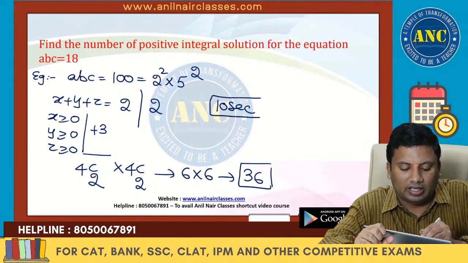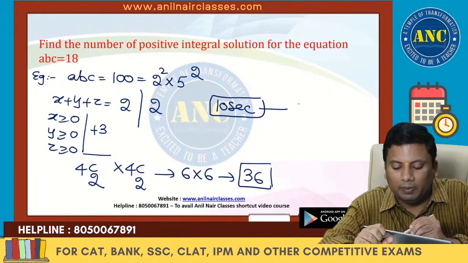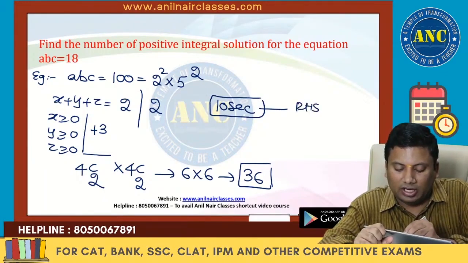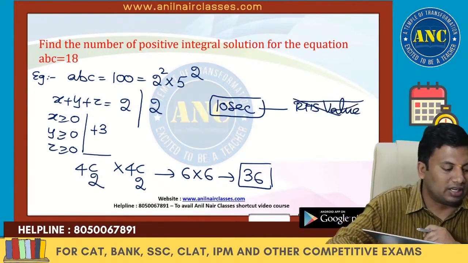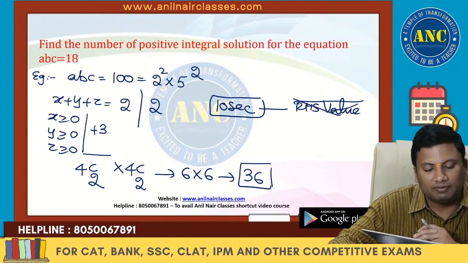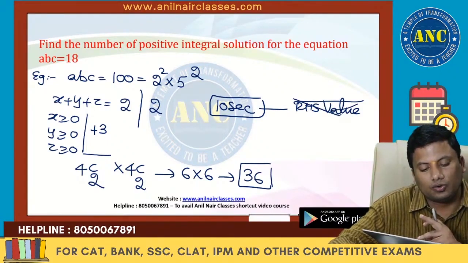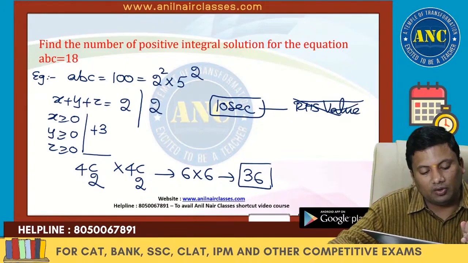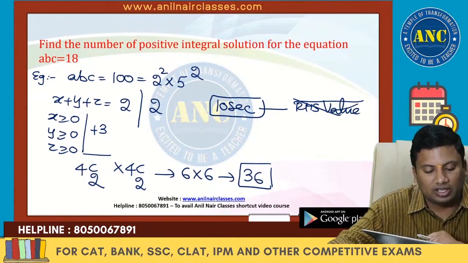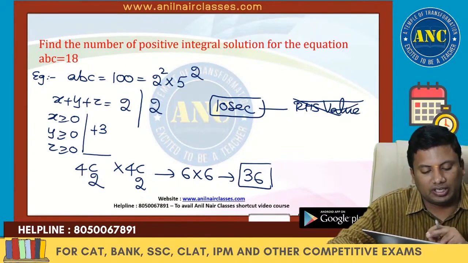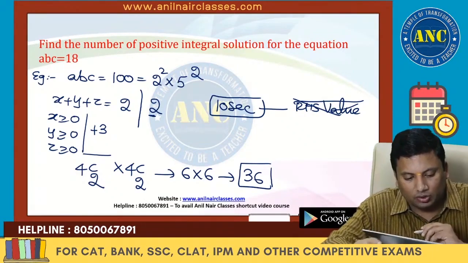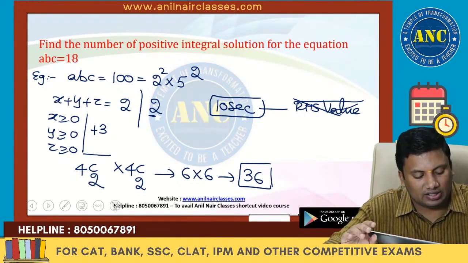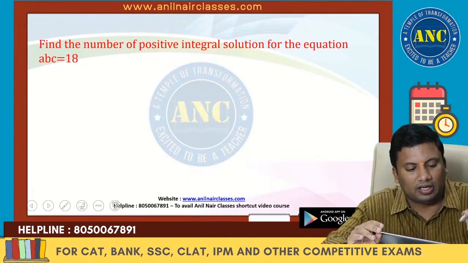If you go by the traditional method, depending upon the right hand side value, that many factors you have to write down, which is a very complex method. Everybody kindly reply if the idea is clear. 2 square into 5 square. X plus y plus z is 2. 2 plus 3 is 5. 5 will be 4c2. Here also it is same, so 4c2. 6 into 6 is nothing but 36.